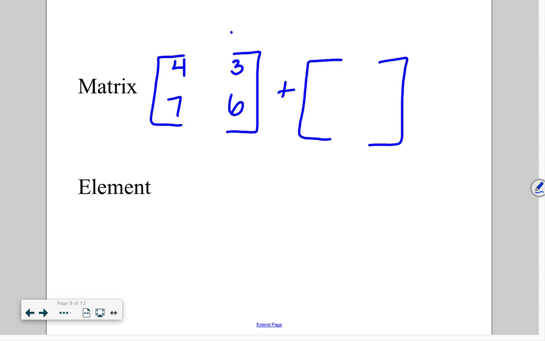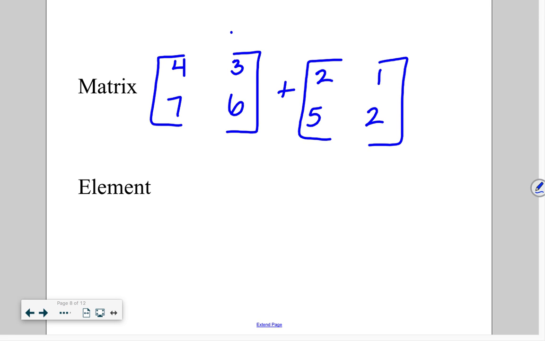My other matrix might be that I went to my garden on Wednesday, and what did I say the 4 represented? Tomatoes. Okay, so now maybe on Wednesday I had 2 tomatoes. And the 7, I don't know what I said, carrots, right? Maybe I have 5 carrots on Wednesday. The 3 was peppers, so maybe I only have 1 pepper now. And what did I say 6 was? Onions. Okay, so maybe I have 2 onions now.